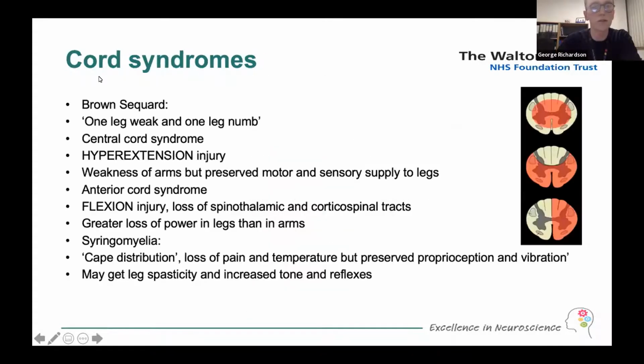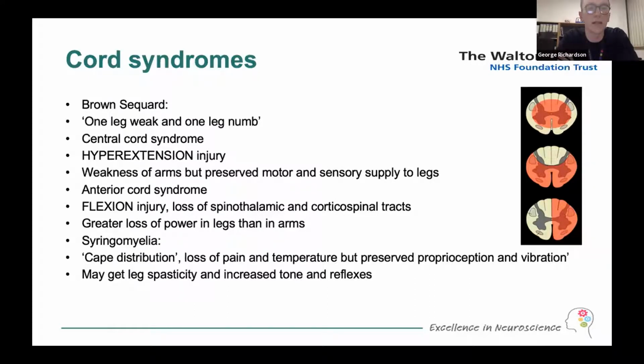Sorry, a second. So just a tiny little bit on cord syndromes. This is a bit of a miscellaneous thing. Again, I think the one sentence summaries are probably enough for the purposes of finals. So Brown-Séquard syndrome, I'm sure most people will have heard of because in practice it's very rare, but it's quite characteristic and easy to remember.